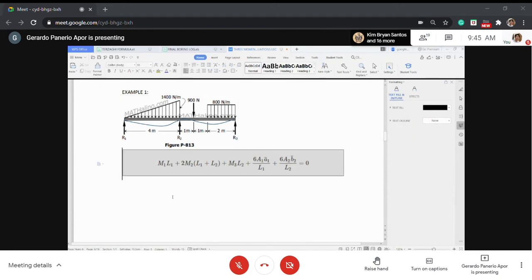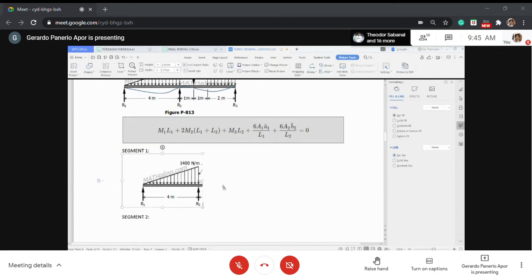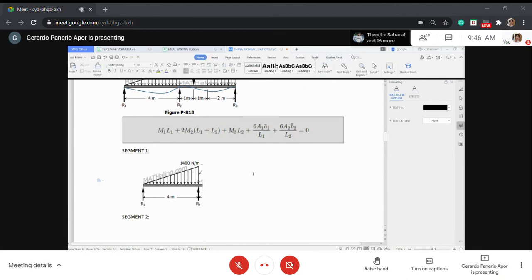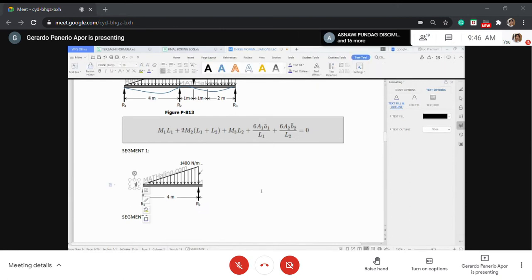So this is your segment 1. There will be two segments, so segment 2 as well. I will also show segment 1 and segment 2, or free body 1 and free body 2. Okay, so this is segment 1. In that case, I can insert here, this back. So this is point 1. Okay, that is point 1.